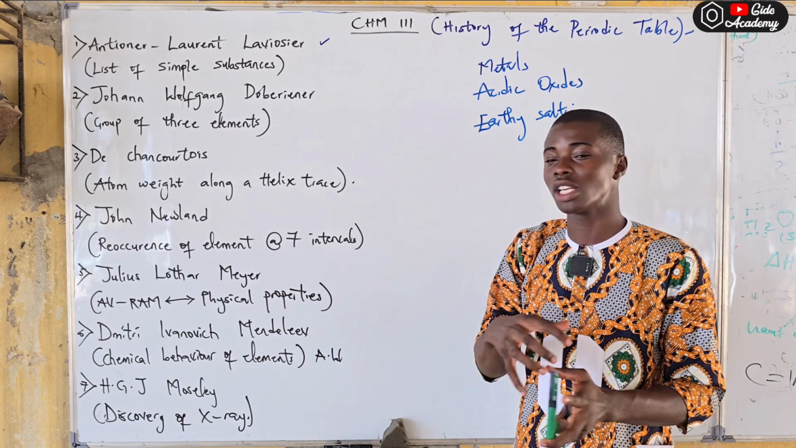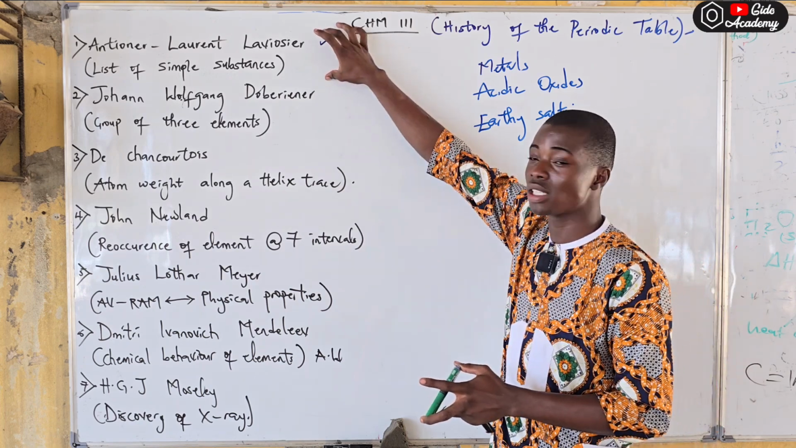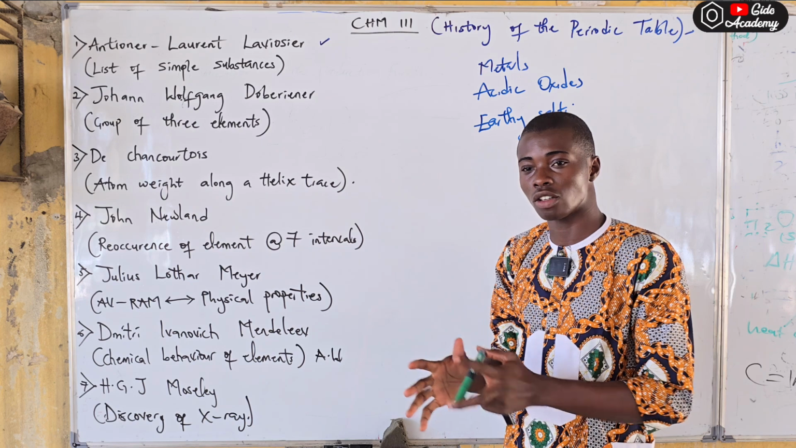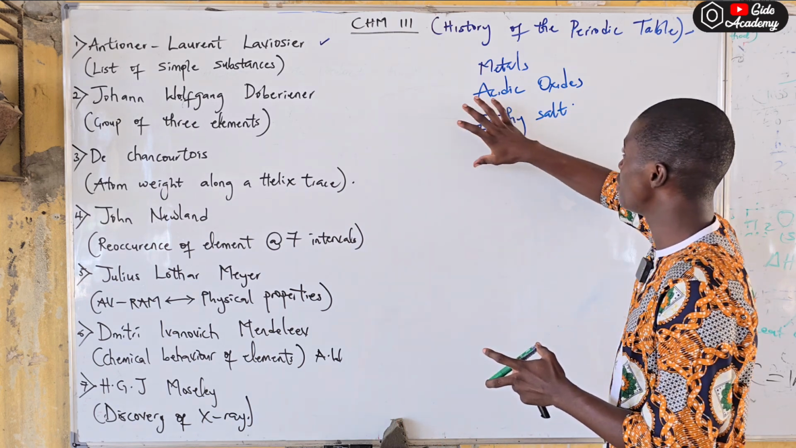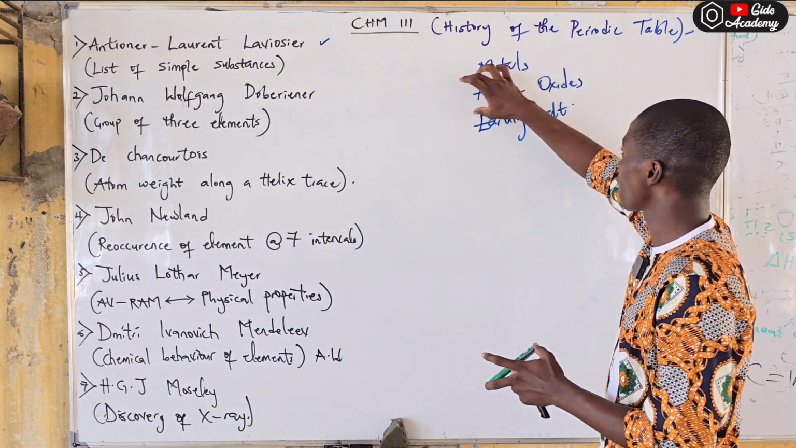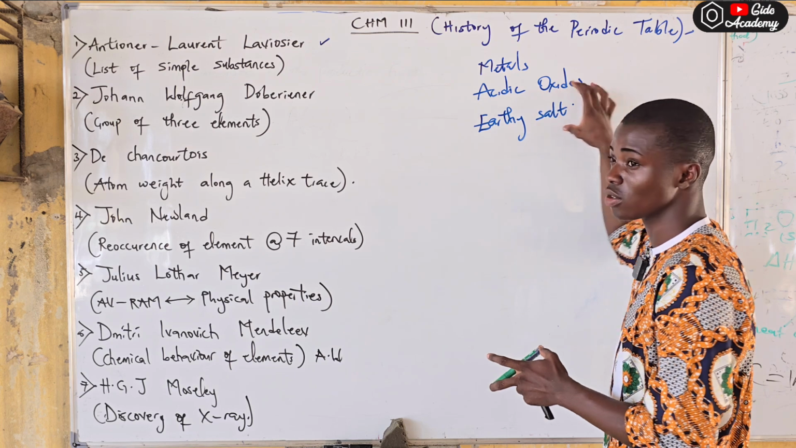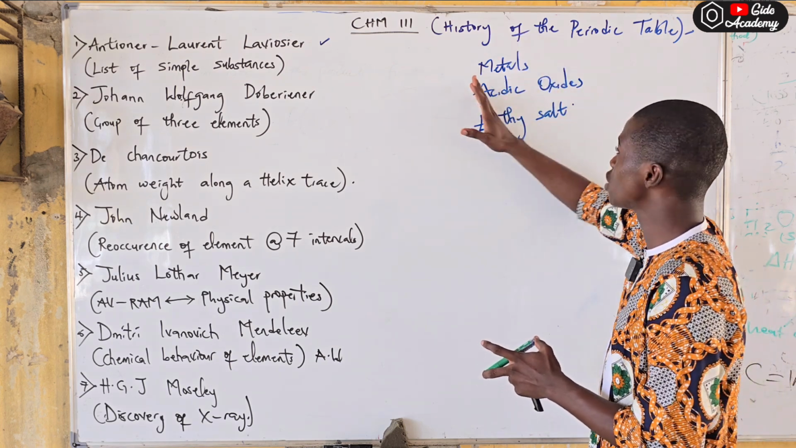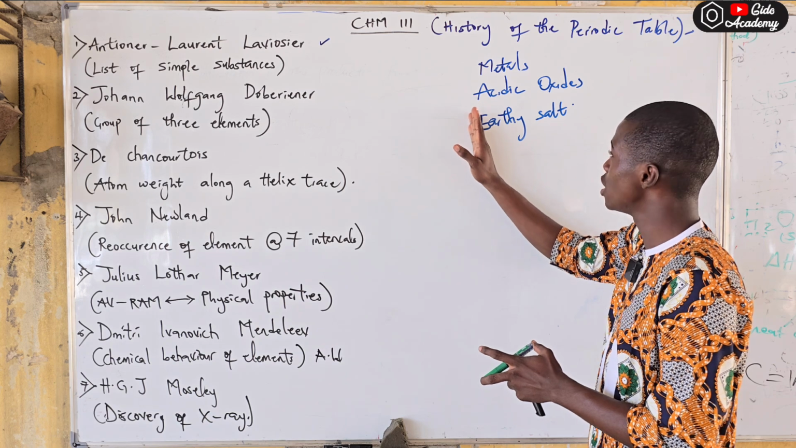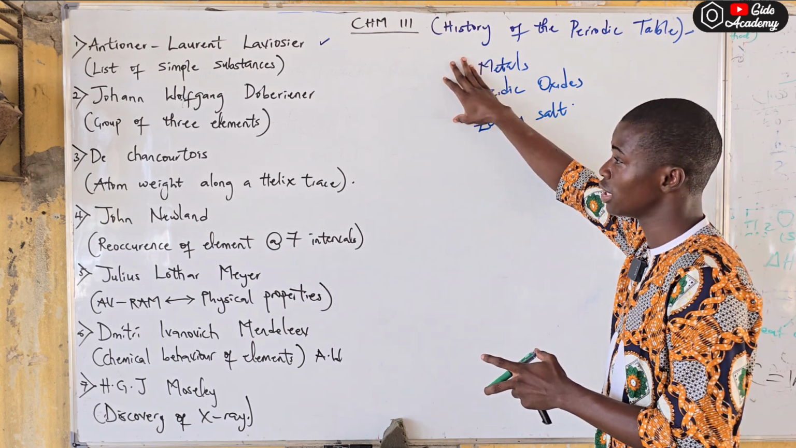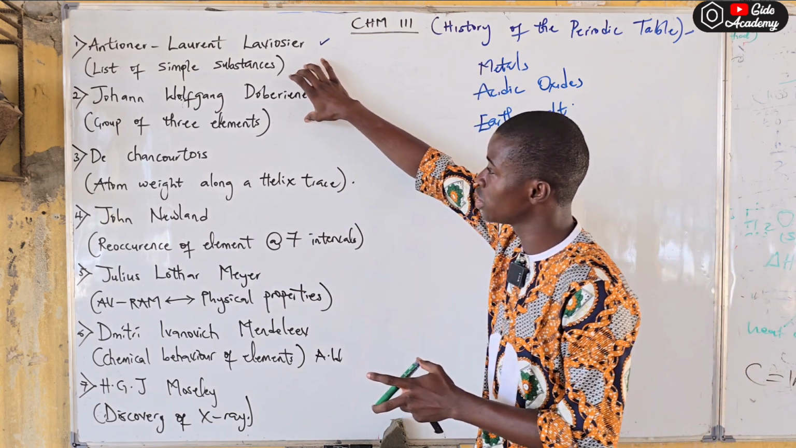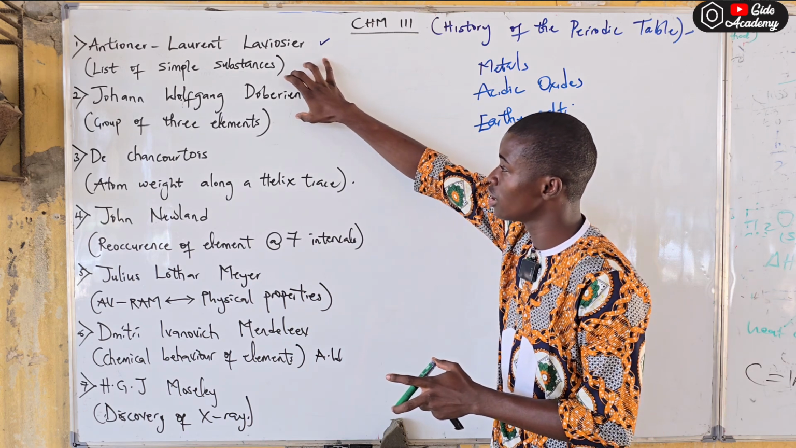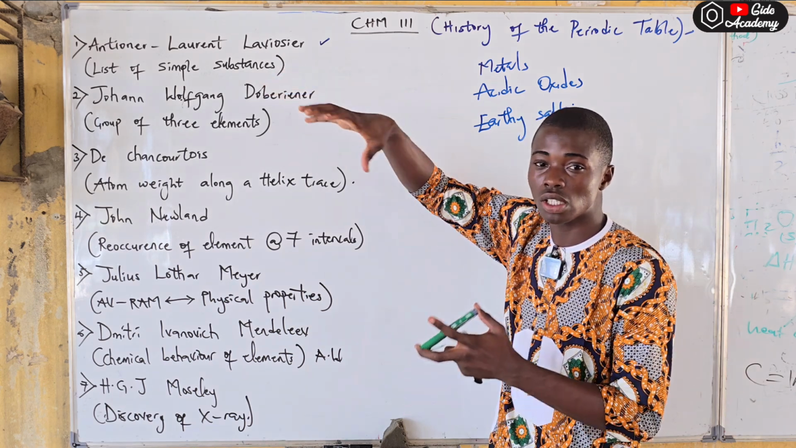But then in our secondary school text, we were told that he classified the elements into two, which is metals and nonmetals. But here he classified the elements into three: metals, acidic oxide, and earthy salt. But there are some elements that also fall into these three categories. This was the shortcoming of his periodic table. It led to the second man here, Johann Wolfgang Döbereiner, who classified the elements into three groups.